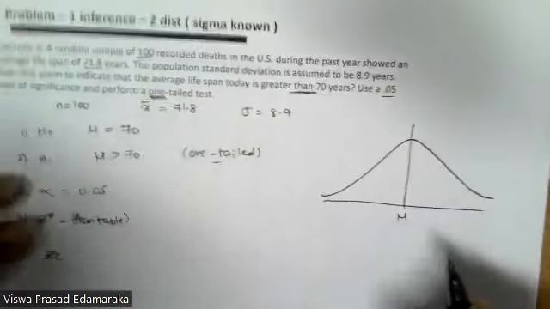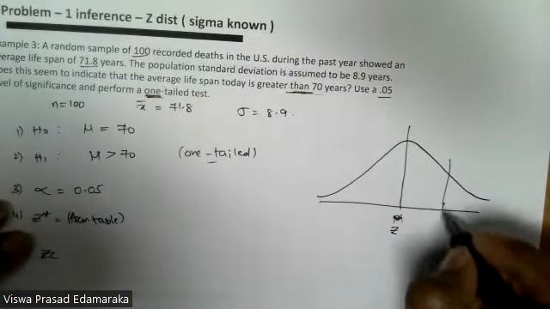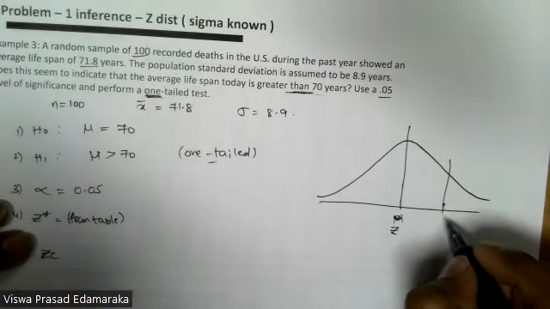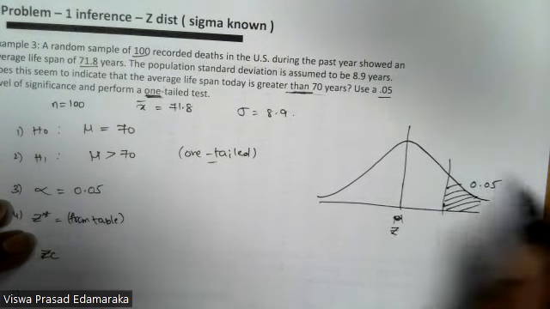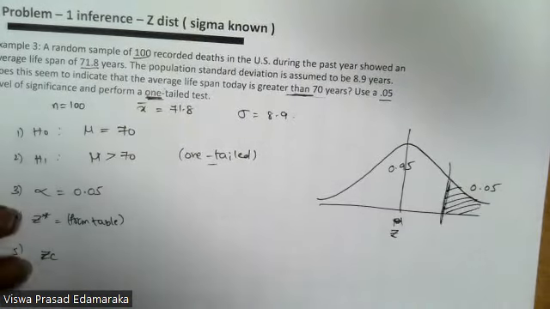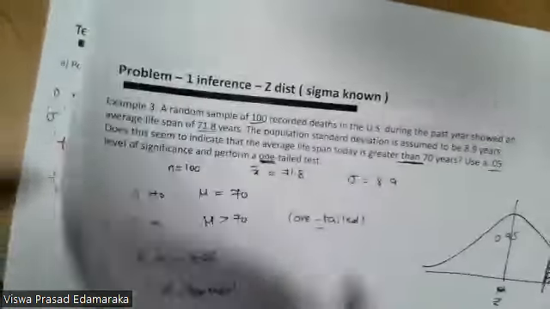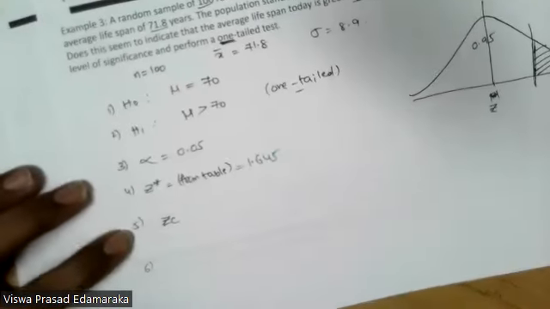This is mu, this is sigma, and this is one tail. So 0.05, this is 0.95 area. So I need this value from the table, as I said earlier before, 0.95. 0.95 lies at 1.645. So from the table, 1.645.